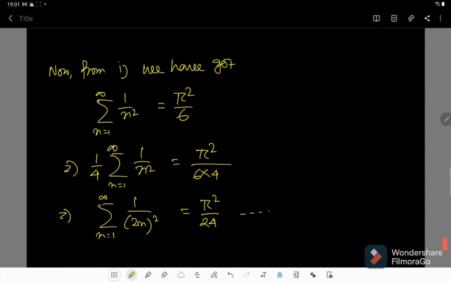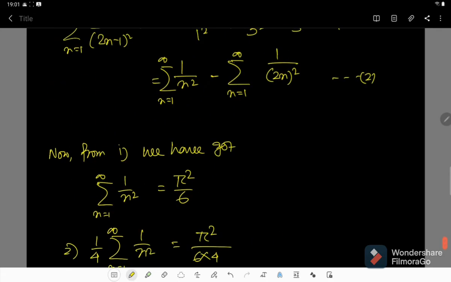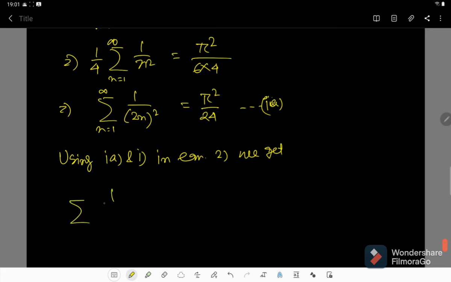Let's give it 1a. Okay, let's give it 1a. Using 1a and 1 in equation 2, we get the sum of 1 by (2n minus 1) whole square, that was 1 by n square.